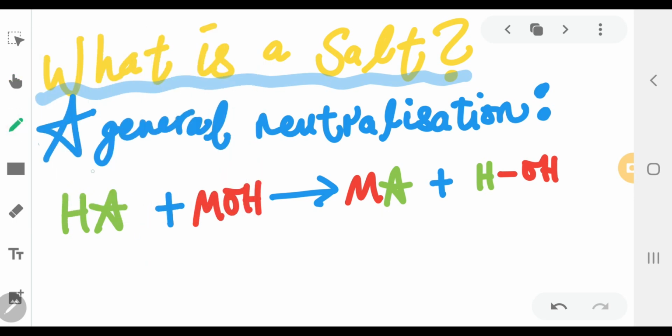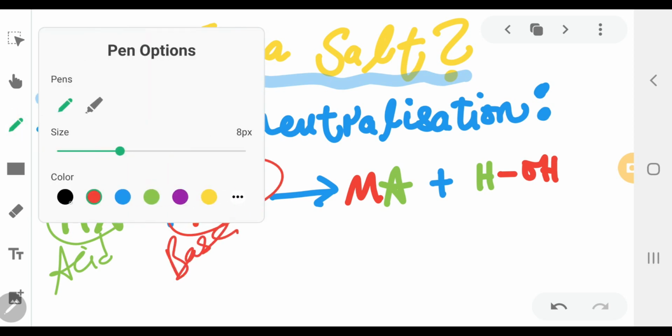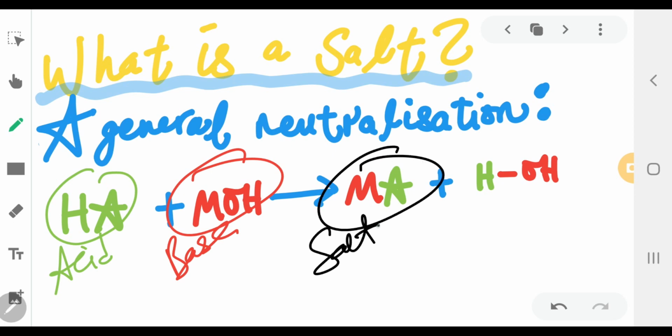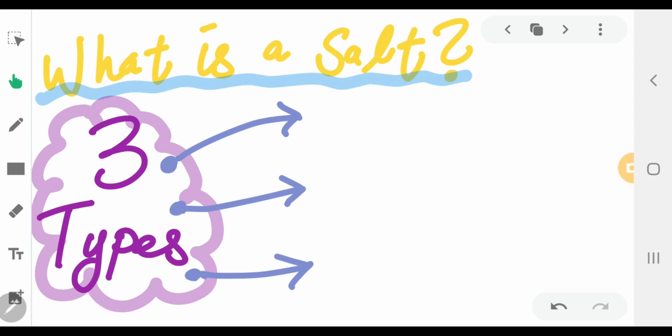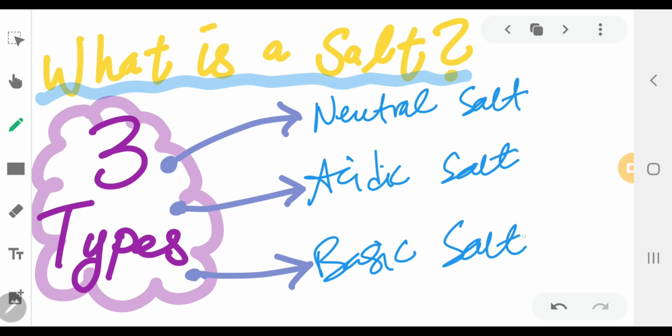So this is your acid, remember? And then that is your base. And what will be produced is a salt. This is the thing that we're going to be talking about in this video. Basically, there are three types of salts. We have neutral salts, acidic salts, and also basic salts.